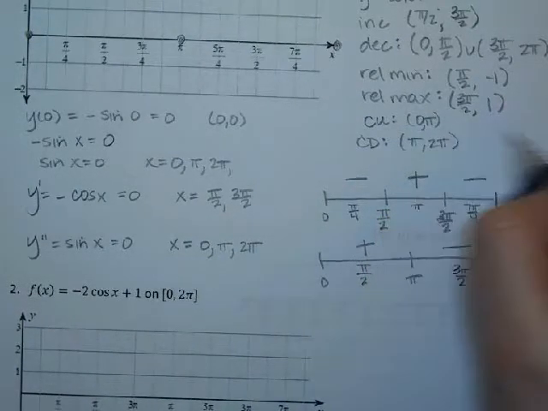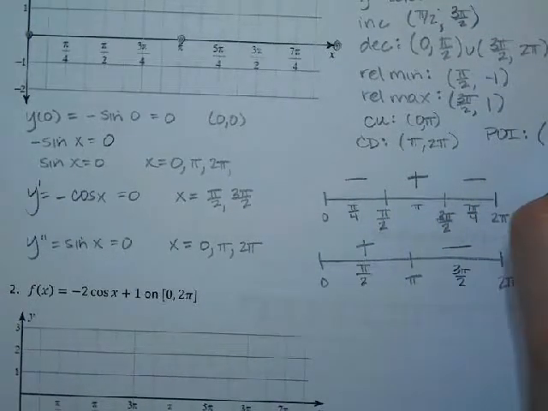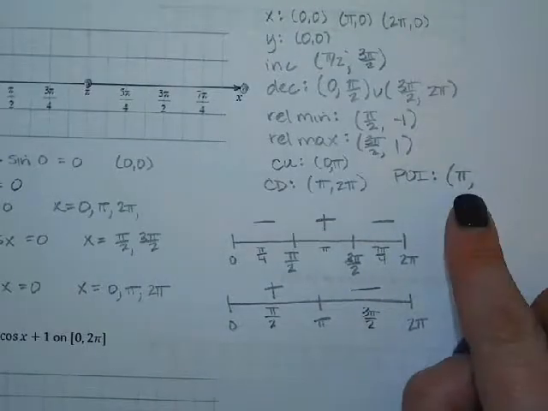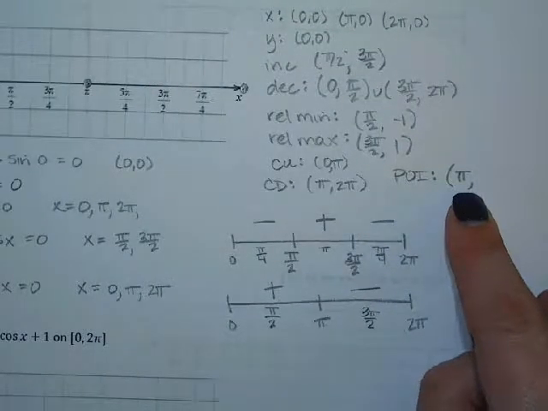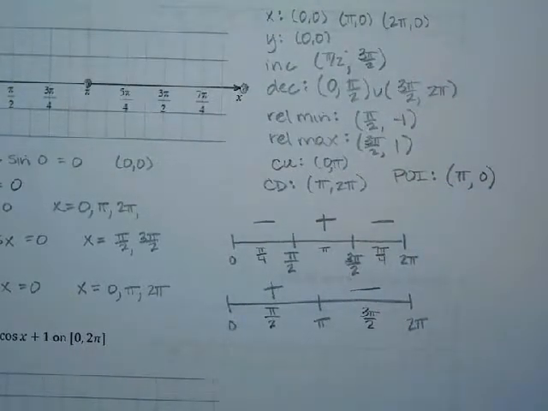The point of inflection is at pi. And we have already found that x and y coordinate. It was one of the x-intercepts. So I'm not going to do the work again. I'm just going to say that the y coordinate there is 0.